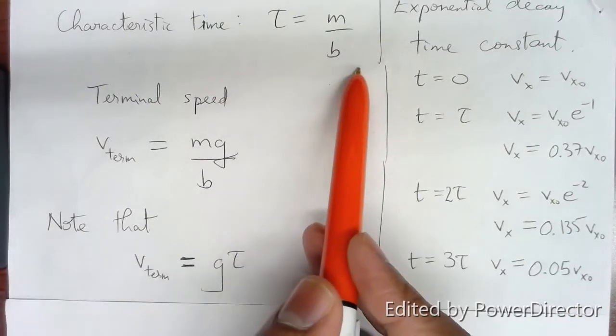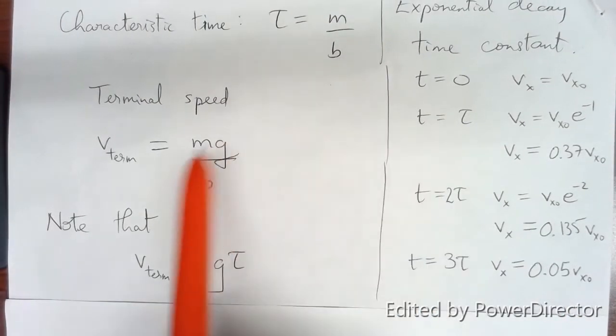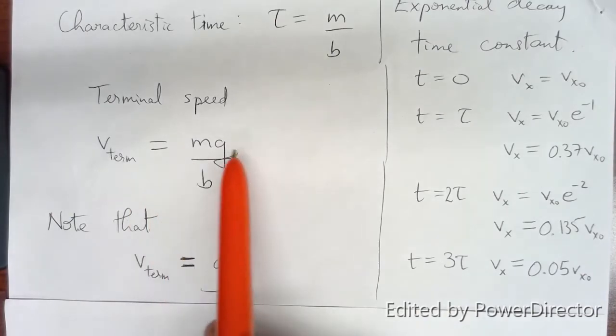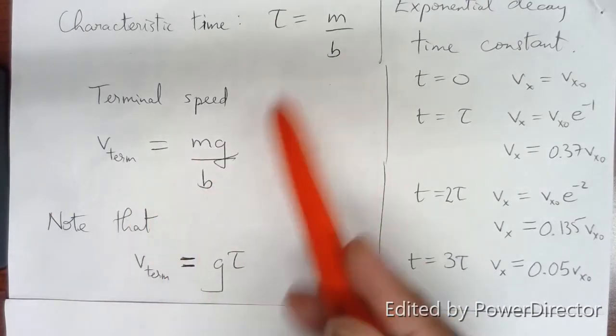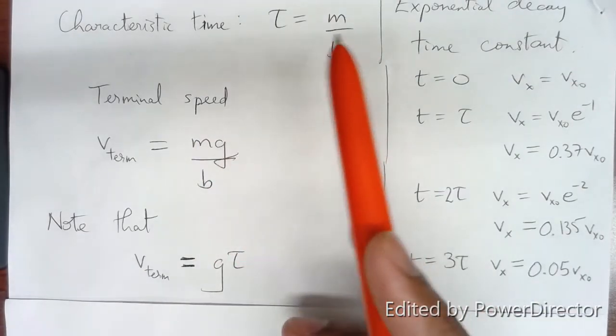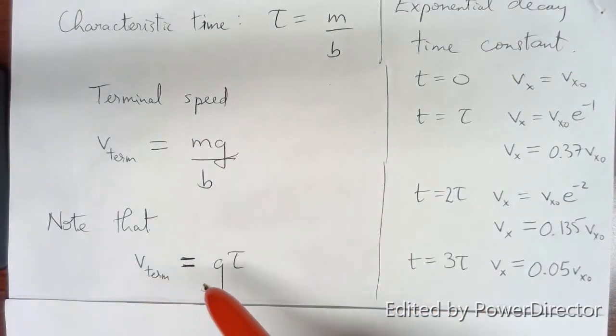Besides the characteristic time tau equals m over b, we also had the terminal speed v term, which is mg over b. And notice that these two are not independent. We see that v term is just g times tau.